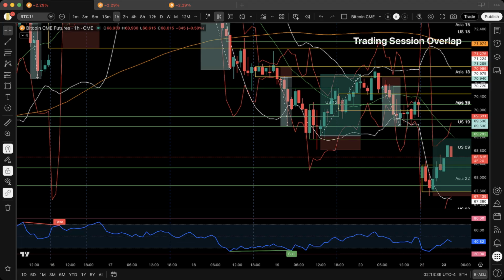And when interaction increases, execution must change. Continuation trades lose reliability, because continuation requires distance. And distance is limited here.